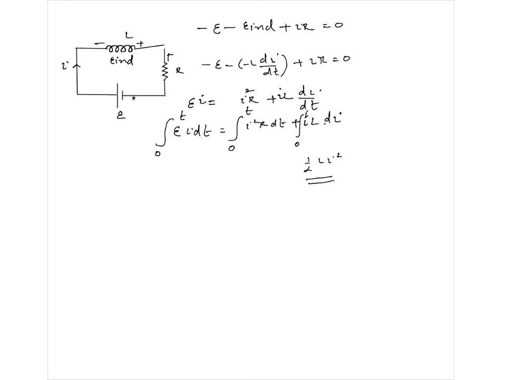This is the power delivered by the battery. Instantaneous power delivered by the battery is EI. EI dt, and its integral from 0 to t means in total time t, this is the energy delivered by the battery. This is the energy delivered by the battery. This is the energy eaten by the resistor.